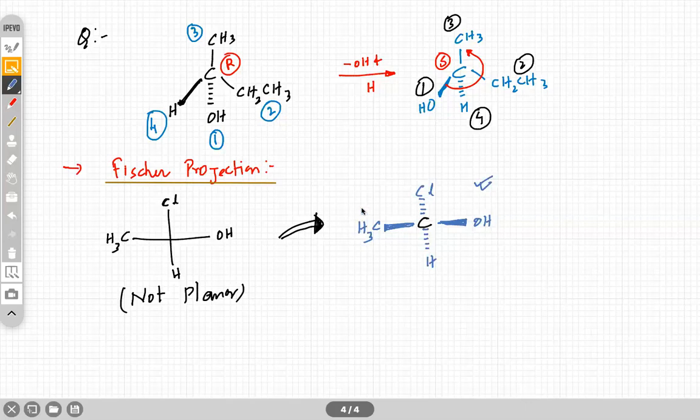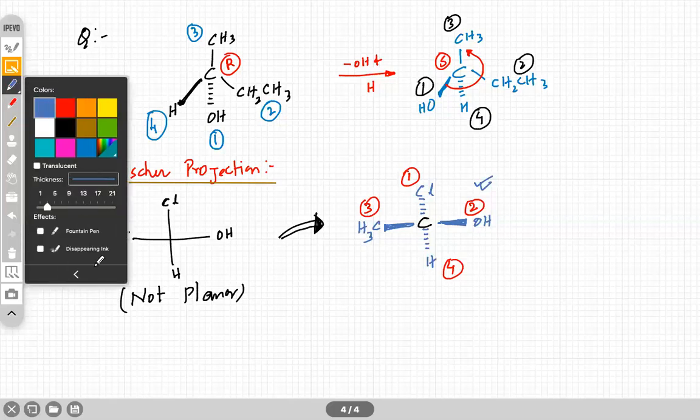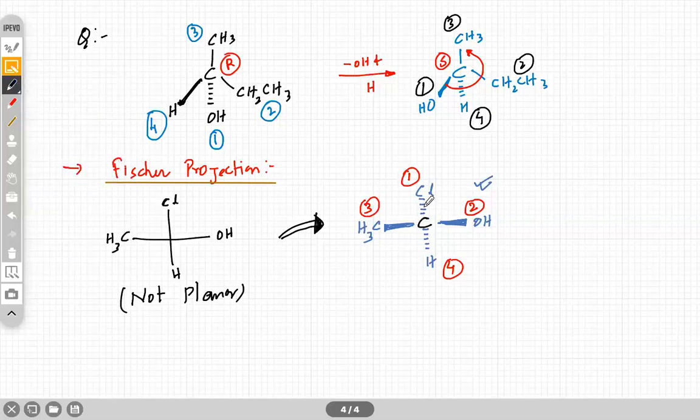All of you are getting R? Okay. So if you assign the configuration here, it is 1, 2, 3, 4. The least priority group is already on the bottom of the vertical line, so nothing we have to do. We go from 1 to 3 via 2. So it is clockwise orientation, and the configuration is R for this. So this is what we have to do to find out the configuration here.